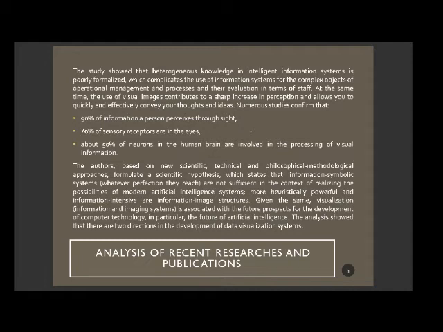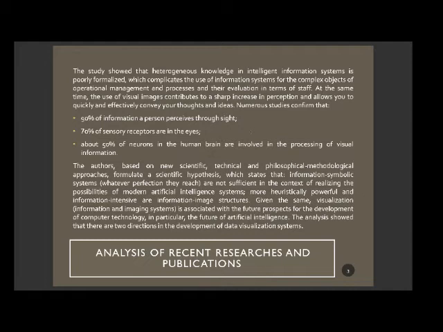The authors, based on new scientific, technical, and philosophical methodological approaches, formulate a scientific hypothesis which states that information assembling systems, whatever imperfection they reach, are not sufficient in this context of realizing the possibilities of modern artificial intelligence systems. More heuristically powerful and information-intensive are information image structures. Given the same visualization, information image systems is associated with the future prospects for the development of computer technology, in particular the future of artificial intelligence.